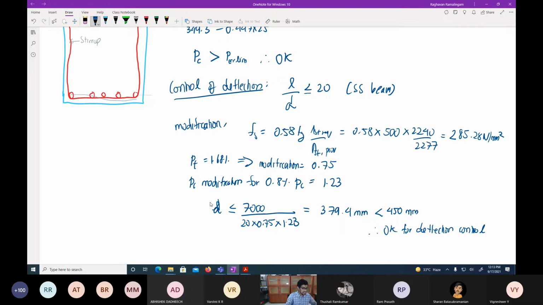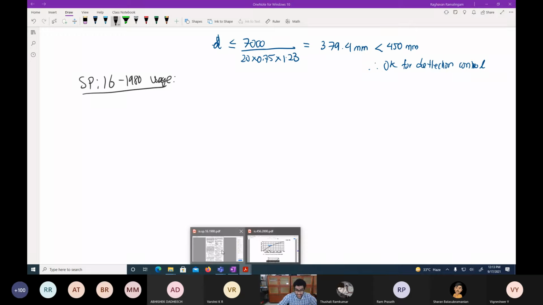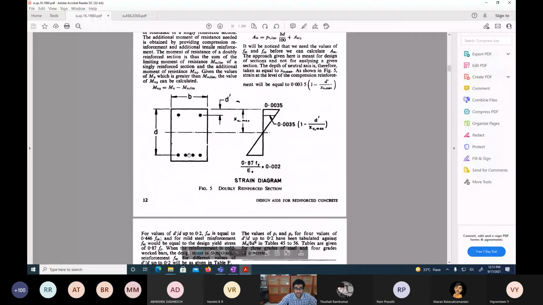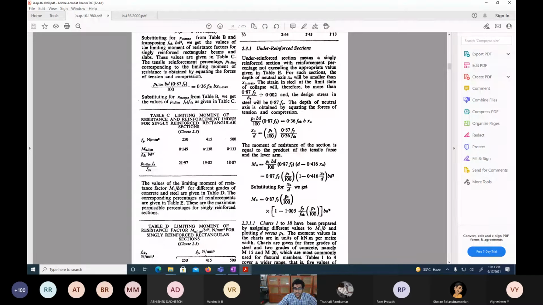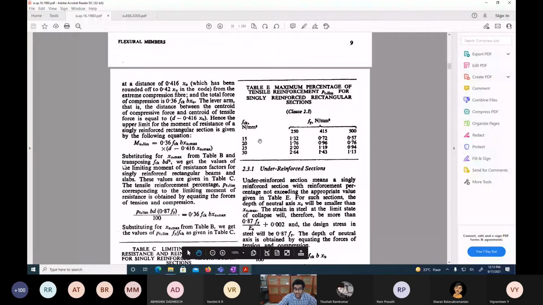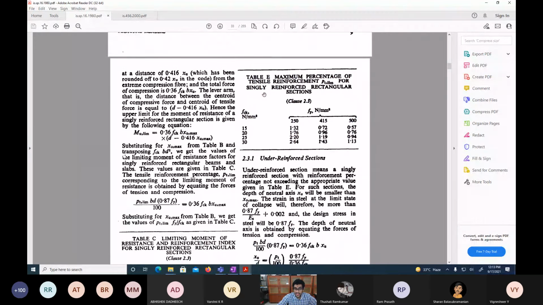So this is one thing, and the other thing that I wanted to tell you is, like how you did it for simply supported beams, how do you use SP16 for this? It's very similar. So I'll go to the relevant section of SP16. Mainly you'll be using two things. One thing that you'll have to use is this table, Table E. This Table E is one thing that you will have to use to get a PT limit.